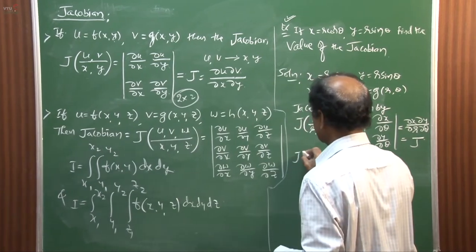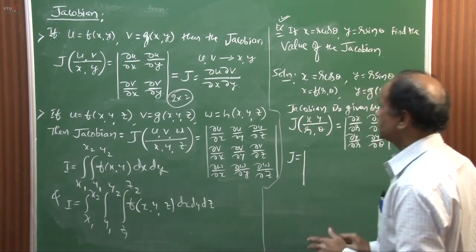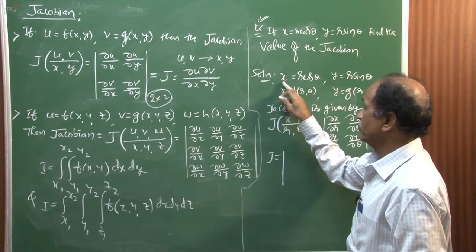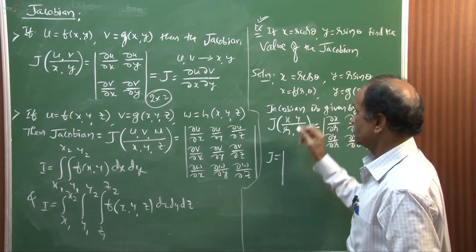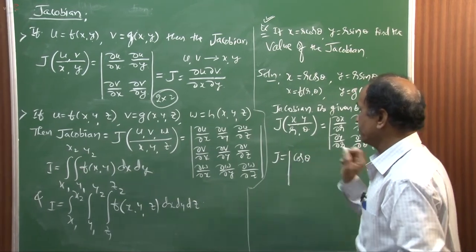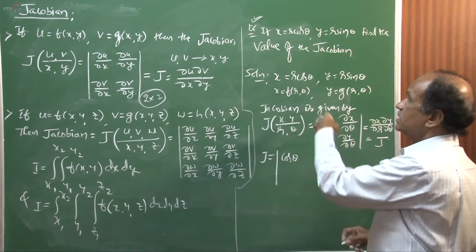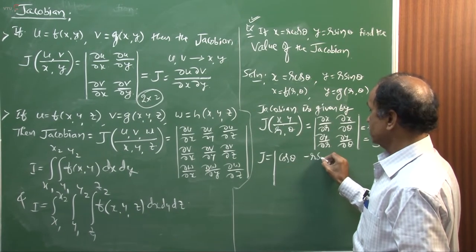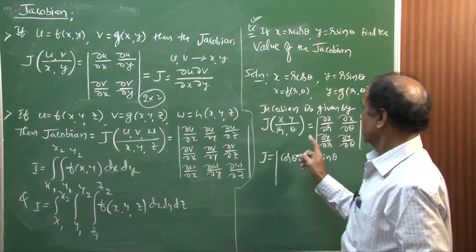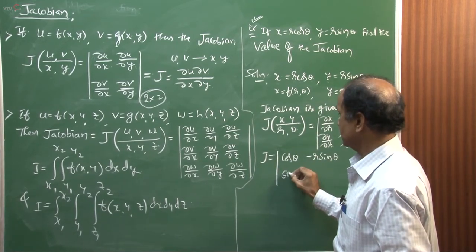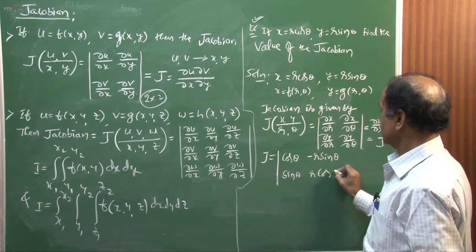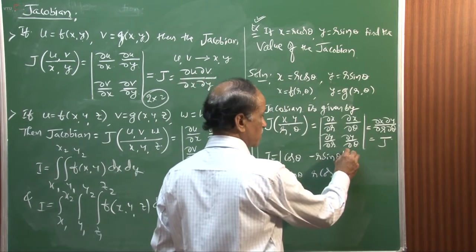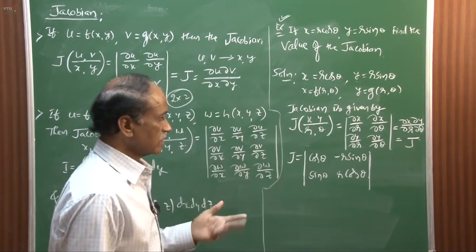Now I shall introduce these values inside the determinant. Let me see what value they give. x with respect to r, that means you differentiate this x with respect to r keeping theta as constant. That is cos theta, and x with respect to theta, this is r into cos theta, r is constant, with respect to theta you are differentiating, minus r into sin theta. Then y with respect to r, that is sin theta, and with respect to theta, r into cos theta, correct? Then we will write the simplification, because you know the simplification of the determinant. It is only the cross multiplication.